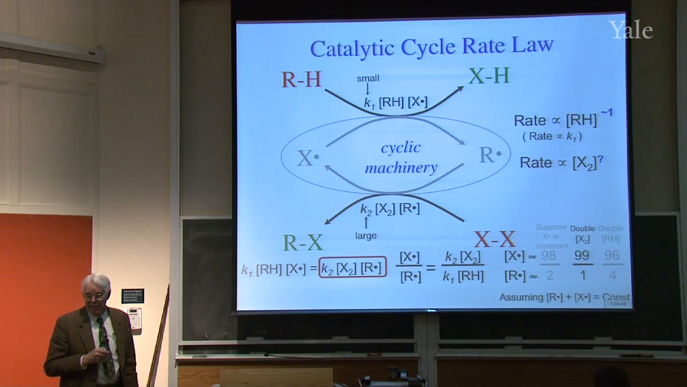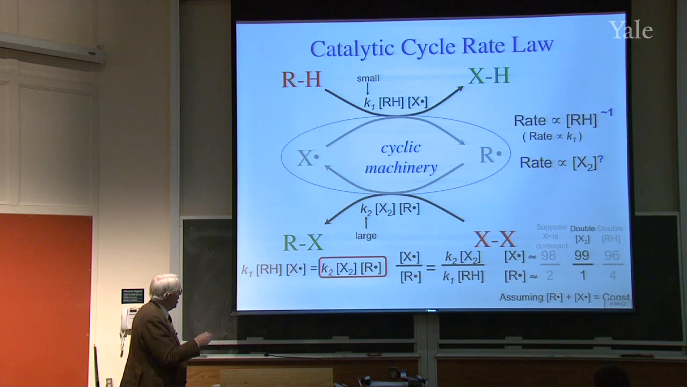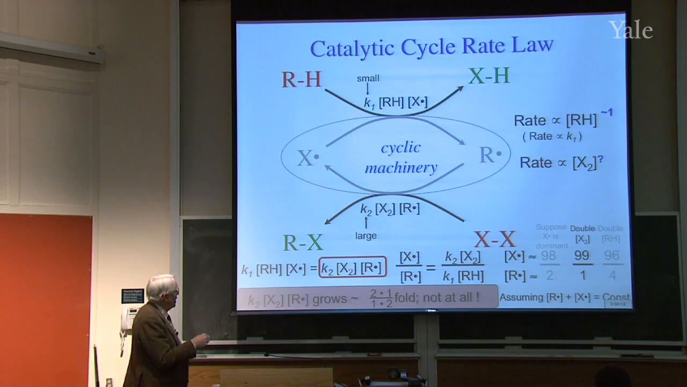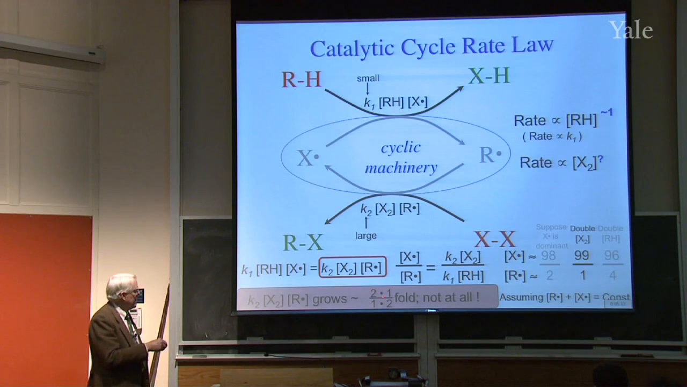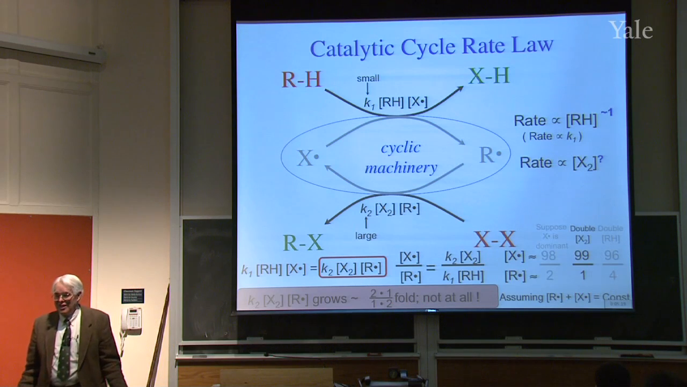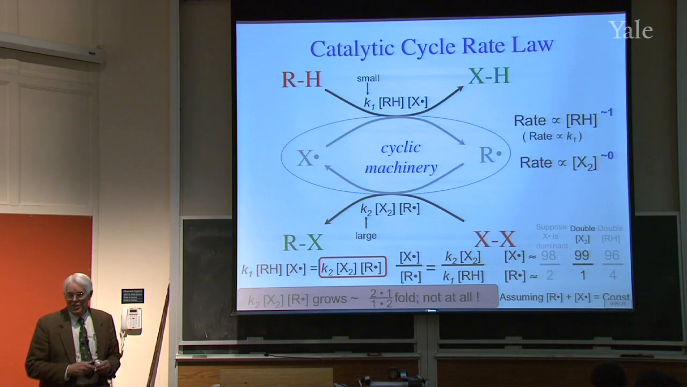Everybody see that? Okay, now that's going to make a difference, because if we look at this rate, which is the same as that rate, it's the same K2. No, pardon me, we doubled X2, but R dot is now only half as big as it was before. So we doubled X2, but we halved R dot. So we didn't accelerate it at all. Right? So it's zero order in X2.